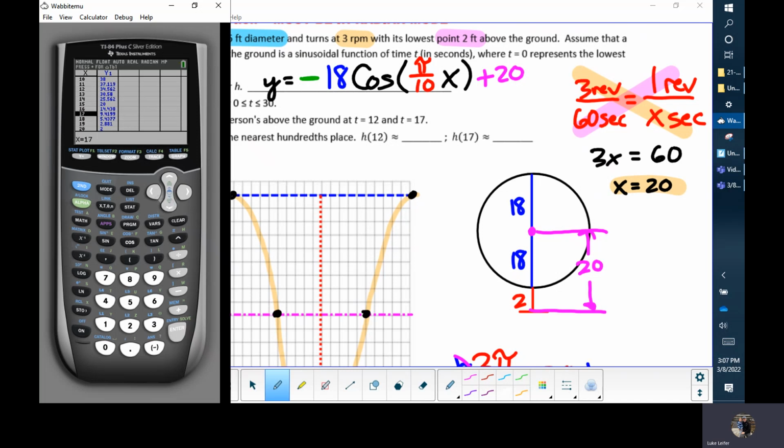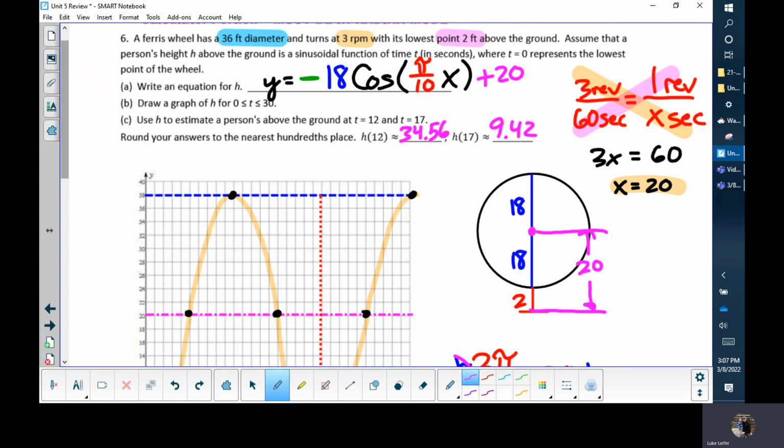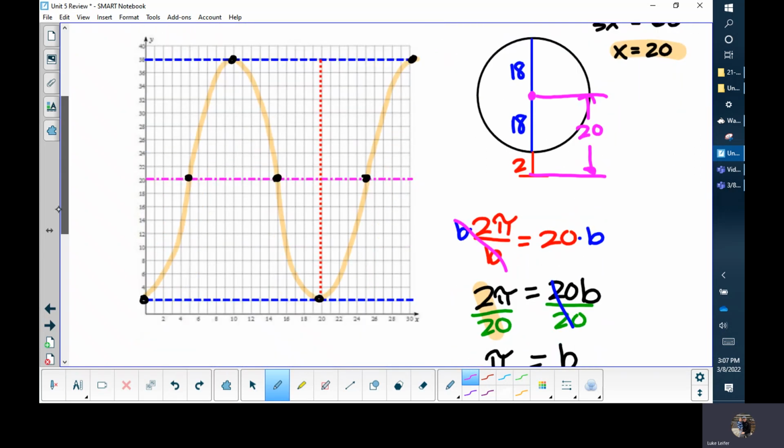It says round to the nearest hundredth, that's 2 decimal places. So this answer would be 34.56. And this one is at 17, 9.42. And hopefully that helps you and you're all ready to go for the graphing trig test.